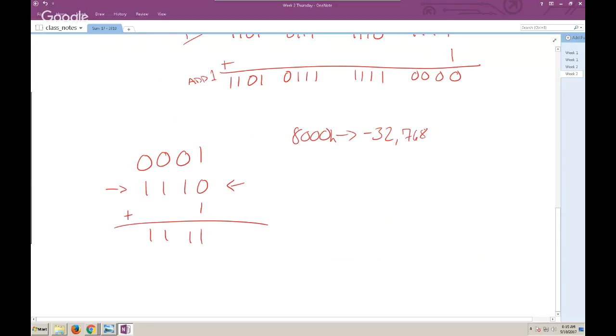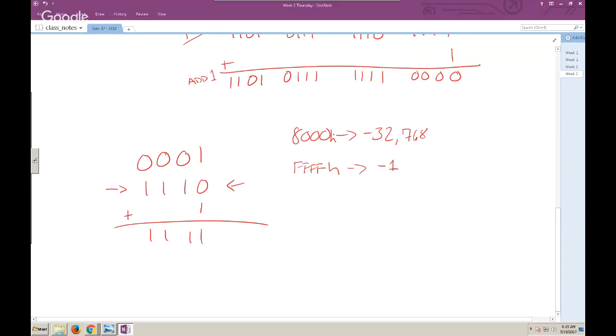Where's the limit? Well, that's the positive, which is 7FFF. So that's on this side, right? The limit was F's, right? Because we keep counting up by 1. And what is FFFF? It's negative 1, right? Okay.